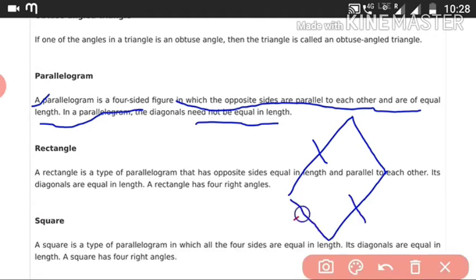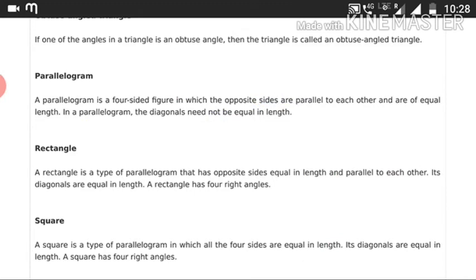And this line, this one and this side will be what? Parallel. Their opposite sides are parallel and equal, but their diagonals are what? Not equal, okay. Their diagonals are not equal in length. Their length will be not equal. Now next is what? Rectangle.